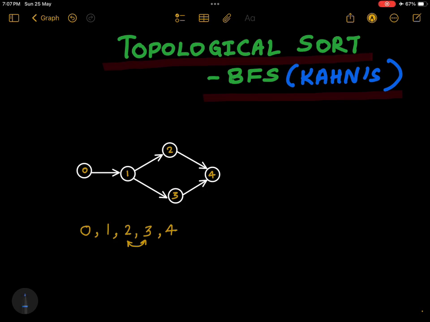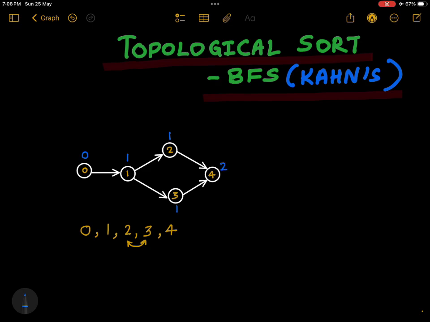Okay, if you look carefully, we can also interpret this graph as like 1 is dependent on 0, 2 and 3 are dependent on 1, and 4 is dependent on 2 and 3. So we will use this concept and see how we're gonna do it using BFS. First, let's calculate in degree, means the incoming edges on a node. So for 0, the in degree will be 0 because there is no incoming edge. Then for 1 is 1, for 2 and 3 it's 1, and for 4 it's 2.